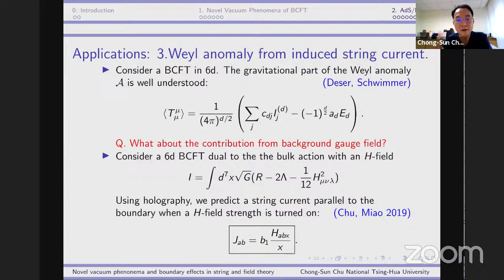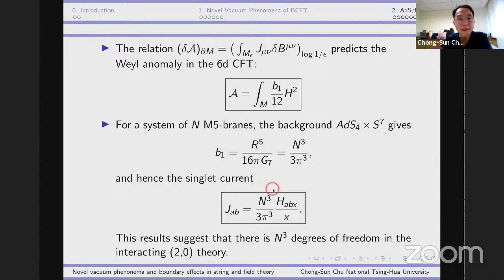Taking that as an input, one can also establish an integrability condition between the Weyl anomaly and the work done by the string current. You can integrate this back, or try to solve this equation, assuming we know already the form of J, which we derive by using holography. Then you obtain this. This is a prediction of the Weyl anomaly from the contribution of the gauge field. So B1 is still unknown.